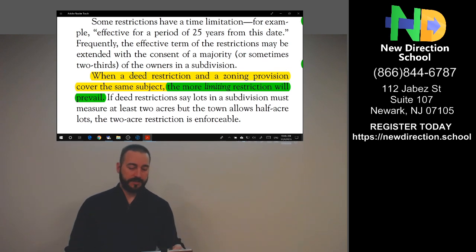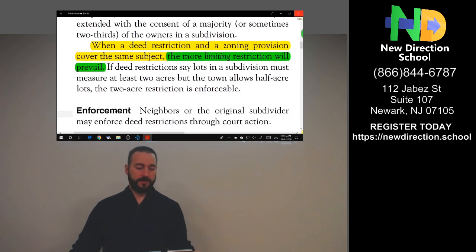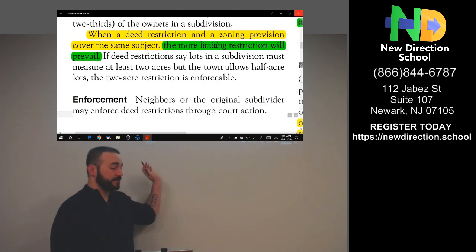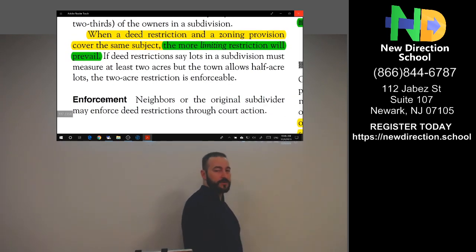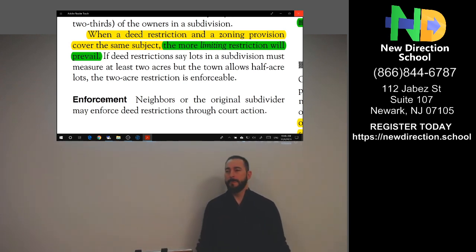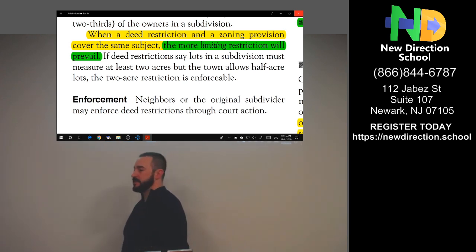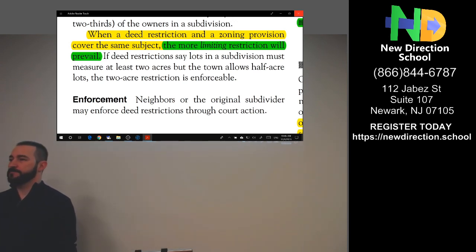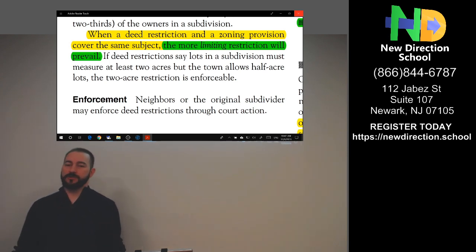So, and this might be a question in the exam, that's why I'm doing all this. I want you guys actually to highlight this. Neighbors or the original subdivider may enforce deed restrictions through court action.